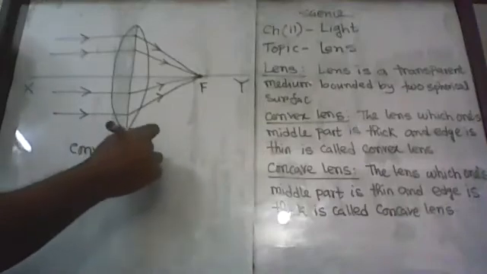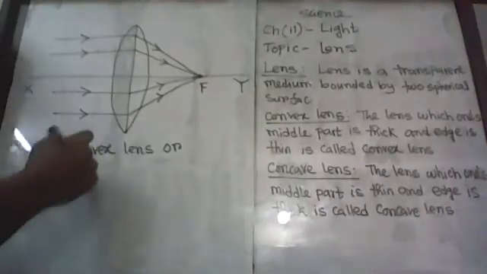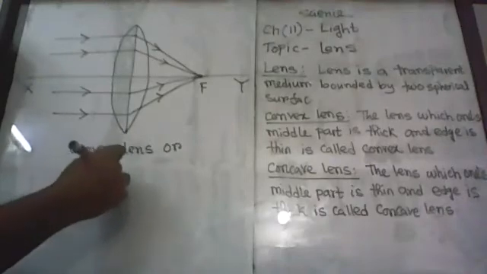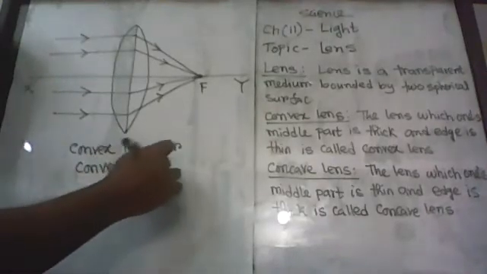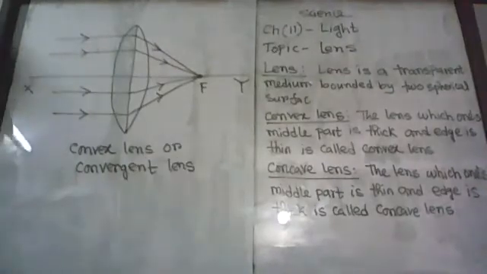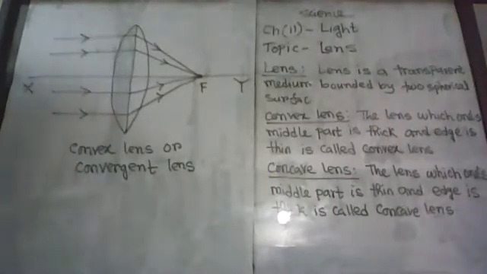So another name of the convex lens is the convergent lens. It's known as convex lens, or it's known as convergent lens. So there are two names here. One is convex lens and another is convergent lens. I repeat, boys and girls. Does anyone have any question here?